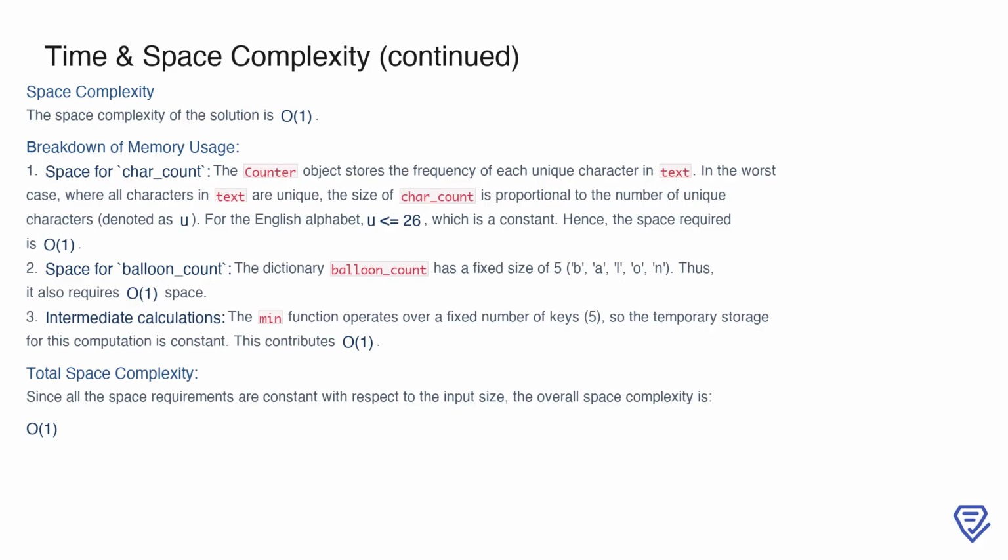Next, the balloon_count dictionary, which stores the frequency requirements for the word balloon, has a fixed size of 5, corresponding to the characters B, A, L, O, and N. This also adds a constant space requirement of O(1). Additionally, the min function operates on these 5 keys, requiring only a small, temporary storage for intermediate calculations, which is again O(1). Since all these components use constant space regardless of the input size, the overall space complexity remains O(1).